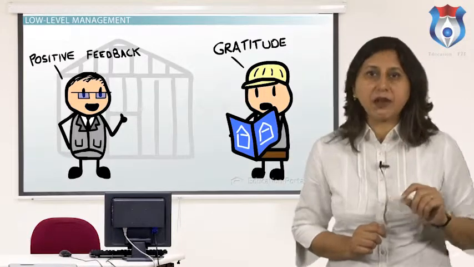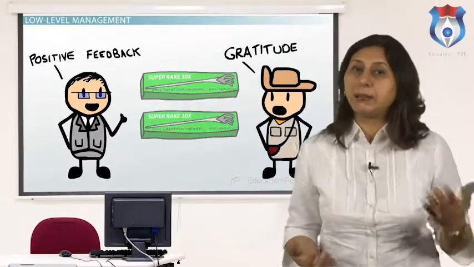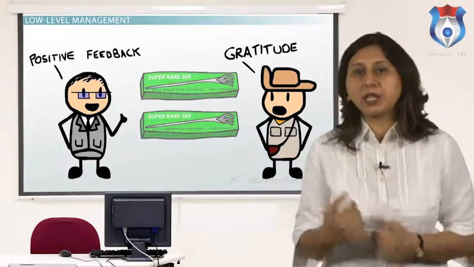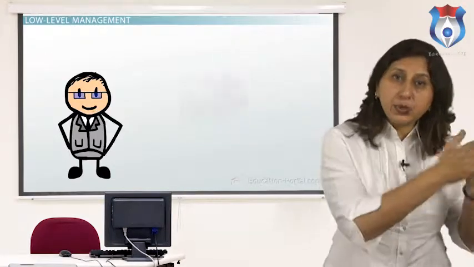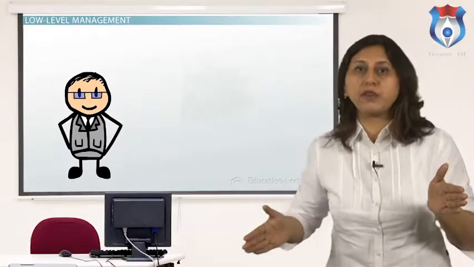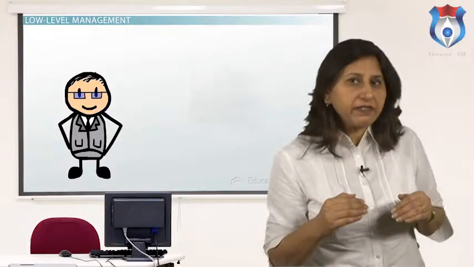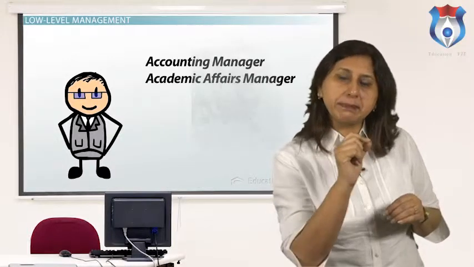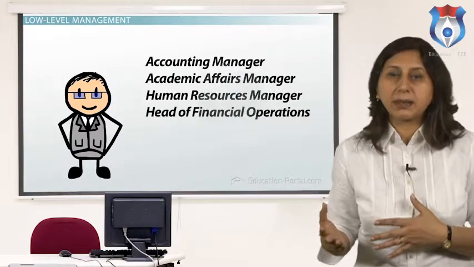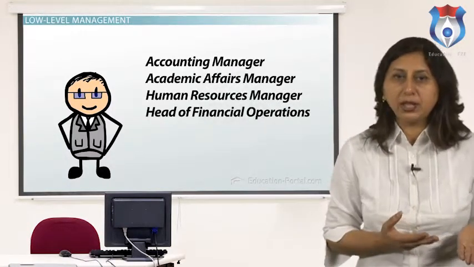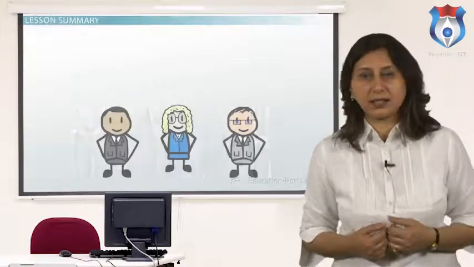First level managers are responsible for output variables like number of units produced, labor costs, inventory levels, and quality controls. First level managers act as a link between the management and the rest of the workforce. They often confront conflicting demands. Low level management typically resembles the department in which they are situated. They include accounting manager, academic affairs manager, human resources manager, head of financial operations, and sales leader.